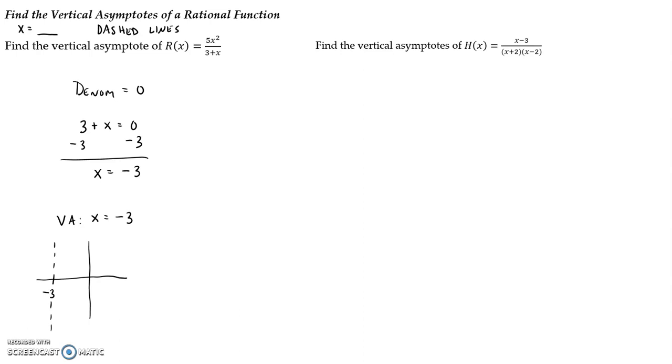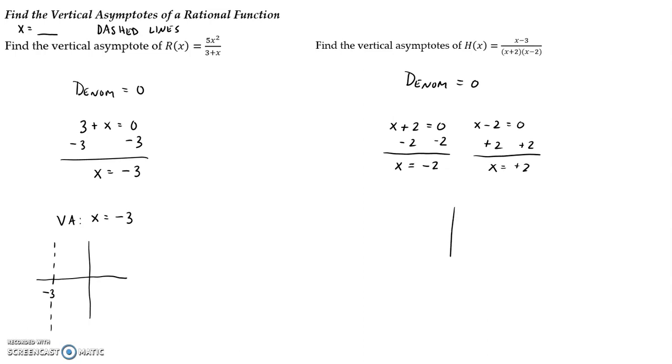This time we have a function h of x. We have x minus 3 on top, and on the bottom we have two sets of parentheses, x plus 2 and x minus 2. Same idea, we want to take a look at when our denominator is equal to 0. This one's already factored for us, which is really nice. So we'll set each factor equal to 0, and then we'll solve each one so that we can get some x values. So we've got an x value of negative 2, and we're going to get an x value of positive 2.